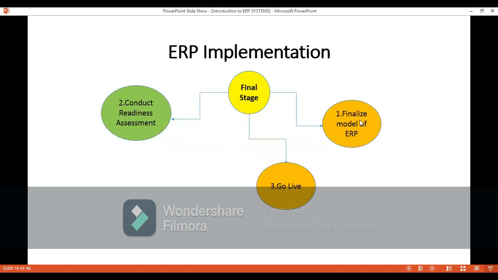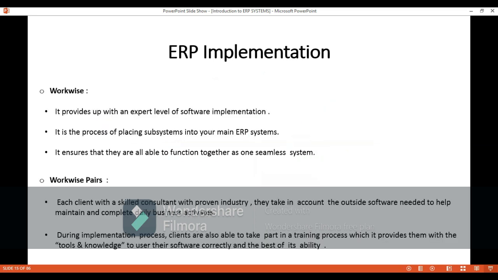Then, in the final stage, you finalize the model of the ERP. Those are the things which I need to work on. Conduct readiness assessments, and then you will deploy to live as the rollout for that application from the implementers.